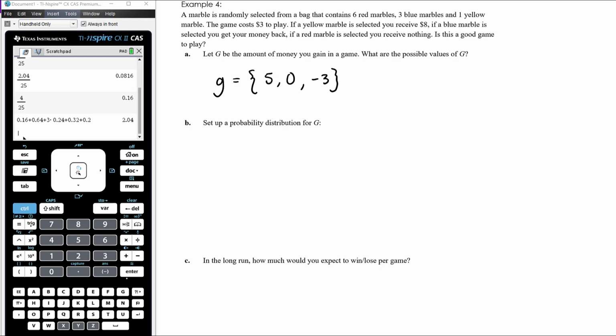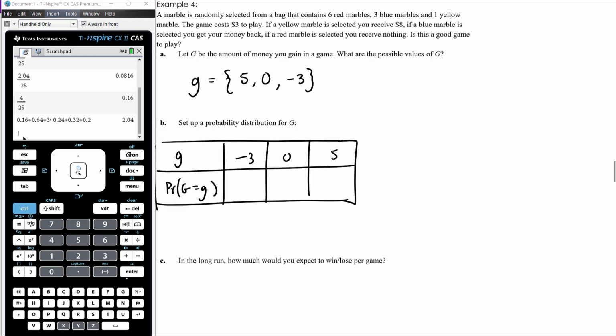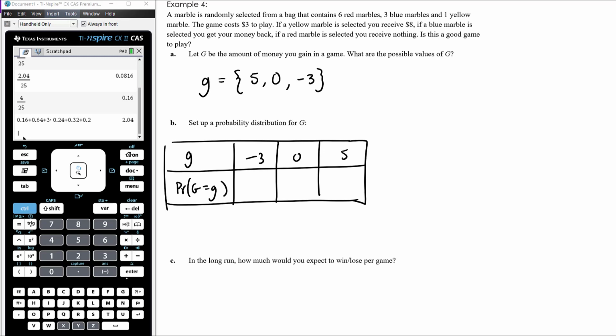We want to then set up a probability distribution for G. So the probability that uppercase G is equal to lowercase g. We'll list out the possible values of lowercase g in numeric order, so I'll put the -3 first, then 0, then 5. And then we want to work out the probabilities of those things happening. This is where we need to organise the probabilities. In this case, I was thinking it was a tree diagram, but it's not, because we're not making more than one selection.